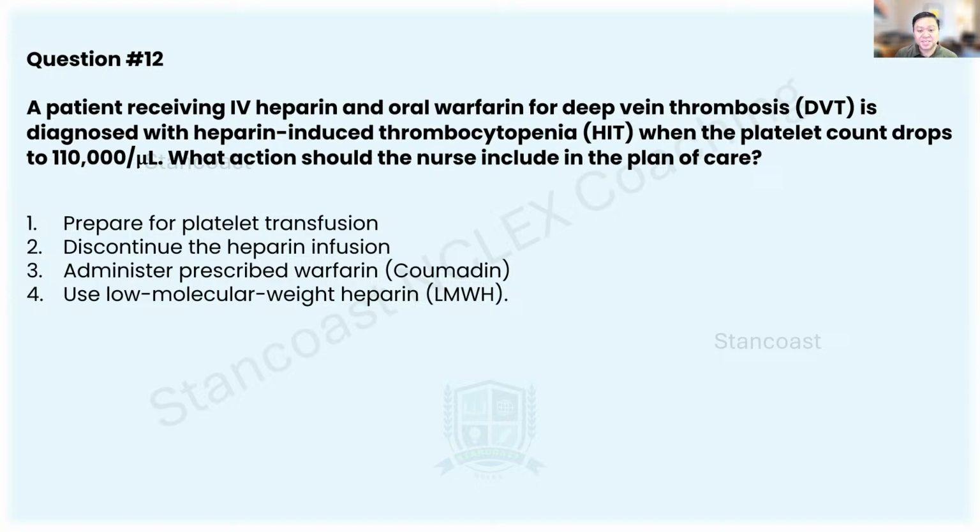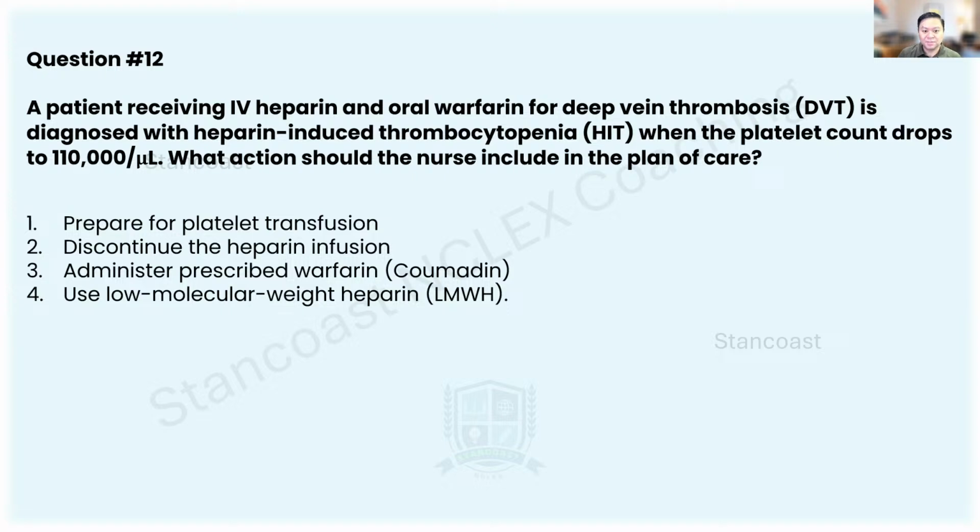Let's move on to number 12. A patient receiving IV heparin and oral warfarin for deep vein thrombosis is diagnosed with heparin-induced thrombocytopenia, HIT. When the platelet count drops to 110,000 per microliter, what action should the nurse include in the care plan? 1, prepare for platelet transfusion. 2, discontinue the heparin infusion. 3, administer prescribed warfarin or Coumadin. 4, use low molecular weight heparin.